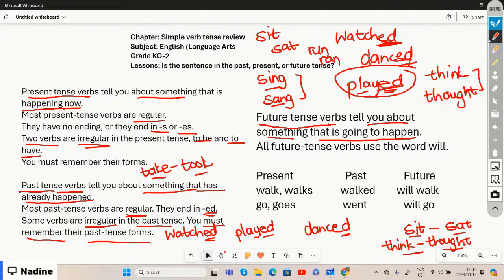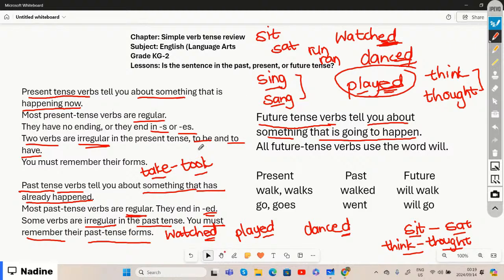Anything that is going to happen means that it is in the future. Tomorrow is also in the future, right? Because it did not happen yet. It is going to happen. Do we know what's going to happen? No, we don't know what's going to happen as yet, right?